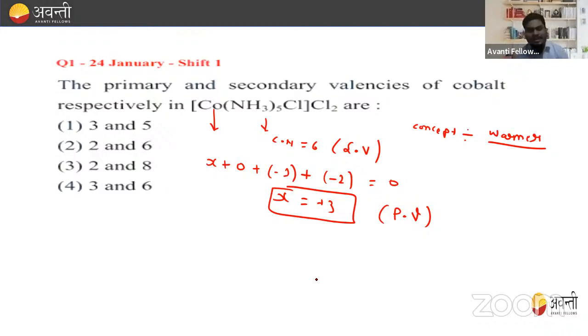So which option is correct out of these? The primary valency is 3 and the secondary valency is 6. That is option number 4, option D is absolutely correct. I hope it is clear to everyone. Shall we proceed to the next question?